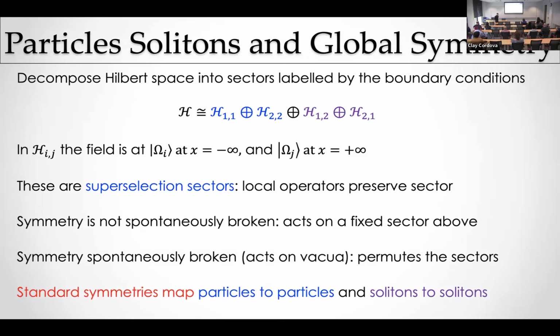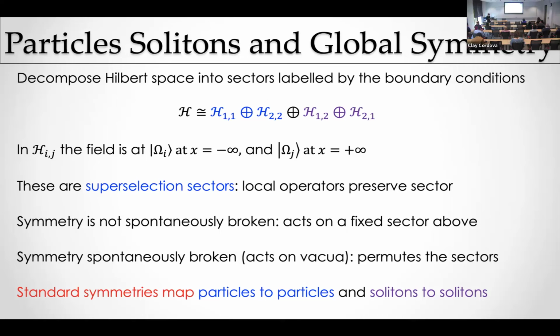So let's be slightly more formal and introduce some language to talk about this. We quantize the theory on the real line. The Hilbert space, which I call H, breaks into different sectors, and these sectors are labeled by the boundary conditions of the theory at infinity. There's plus infinity and minus infinity, so they have a pair of labels. We have these four sectors, H11, H22, H12, H21. Here in Hij, the field is in omega i at x equals minus infinity and omega j at x equals plus infinity.